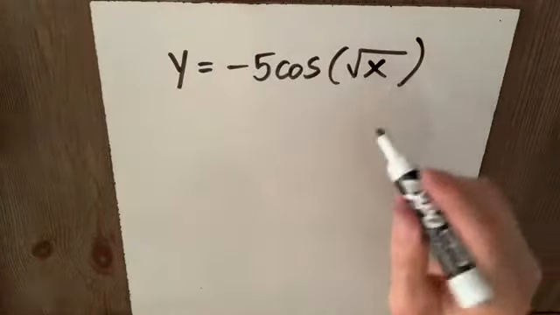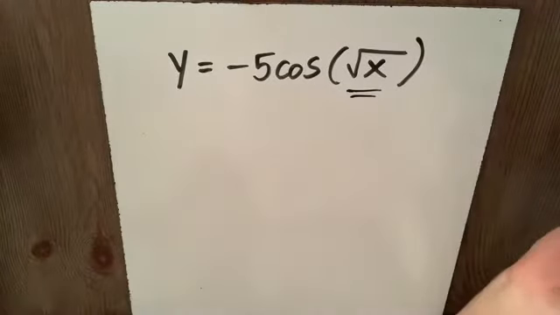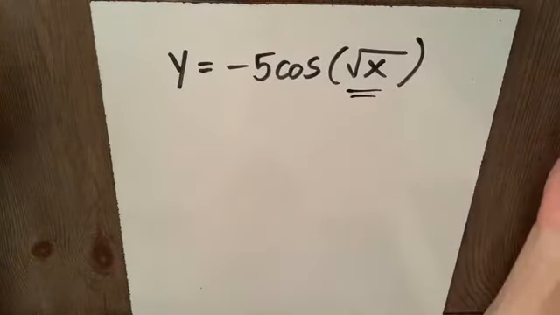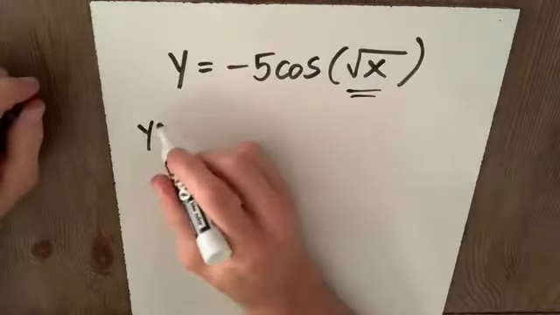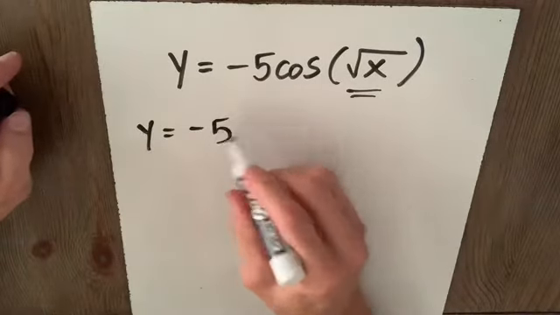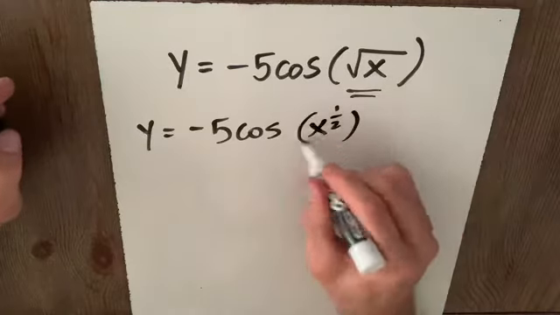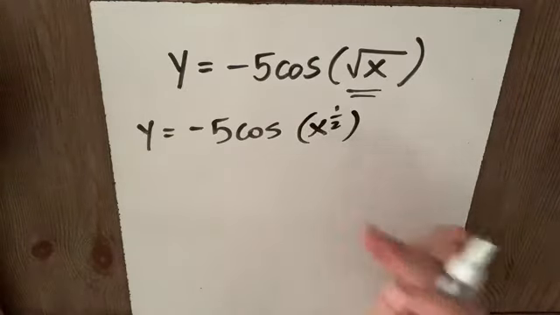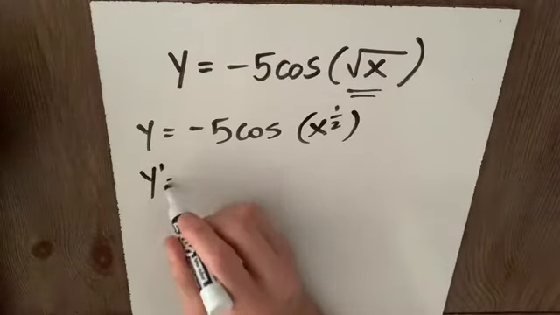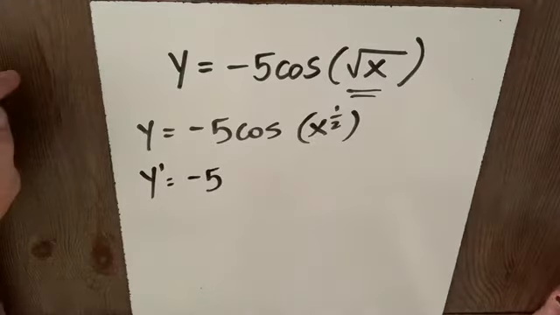The argument of our cosine here is not just x. So I could say let u equal square root of x, or I could sort of just feel my way along like this, cosine of x to the 1/2. Why do I do that? Because I know I'm going to have to take the derivative of that. So our derivative here is -5. Remember, those constants just come along for the ride.